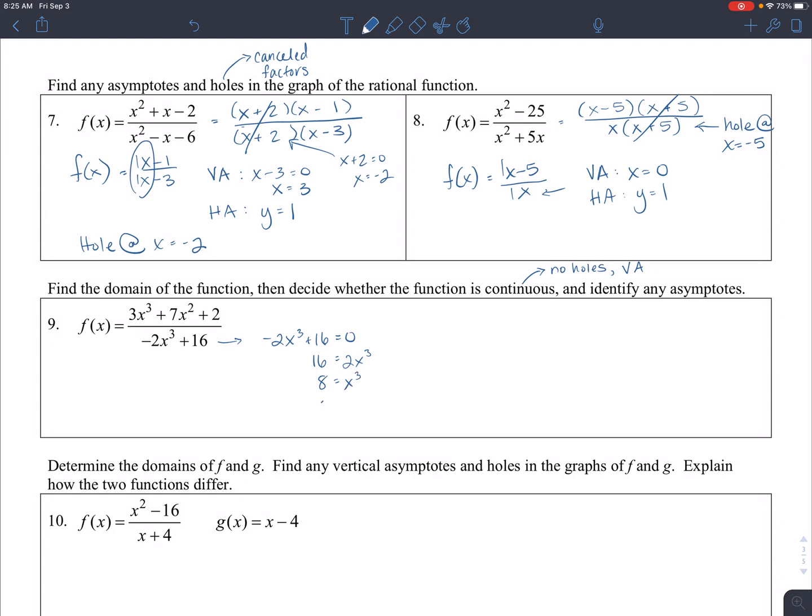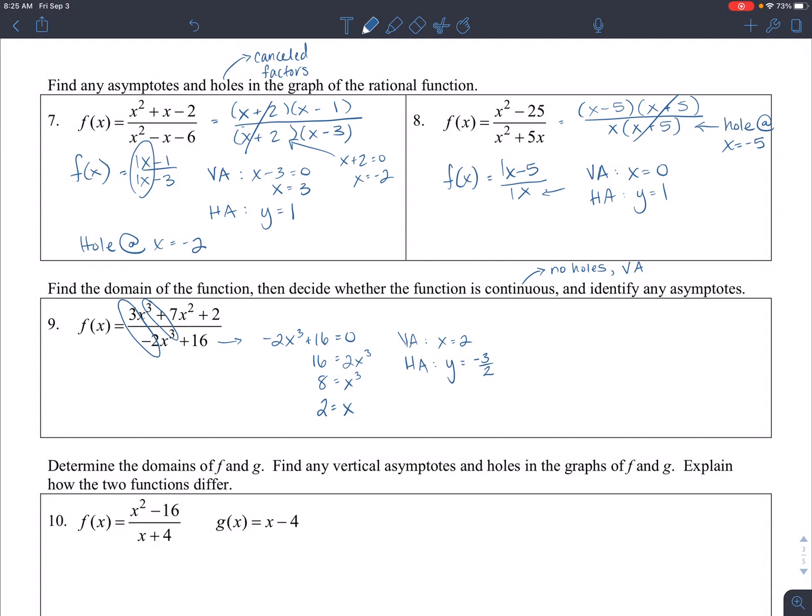So I'm going to get 2 equals x. So my vertical asymptote is going to be x equals 2. And then my horizontal asymptote is going to be y equals, these are both cubed, so it's going to be 3 over negative 2, so negative 3 over 2.